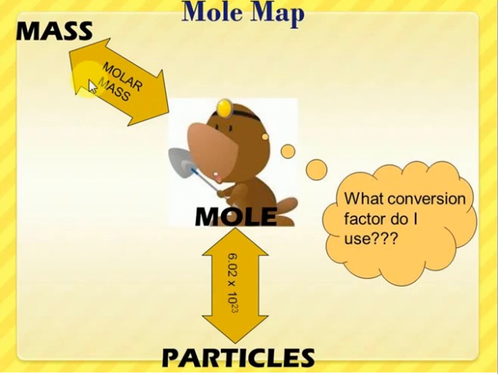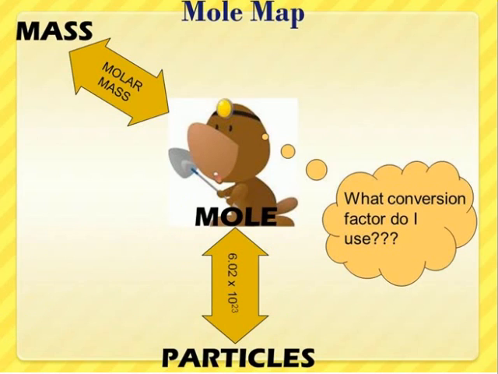You will have to find out the molar mass of substances in that case. But if you want to convert number of moles into number of particles or number of particles into number of moles, you will use the conversion factor including Avogadro's number. Number of moles is equal to number of particles divided by Avogadro's number. I hope that it's clear to all of you.